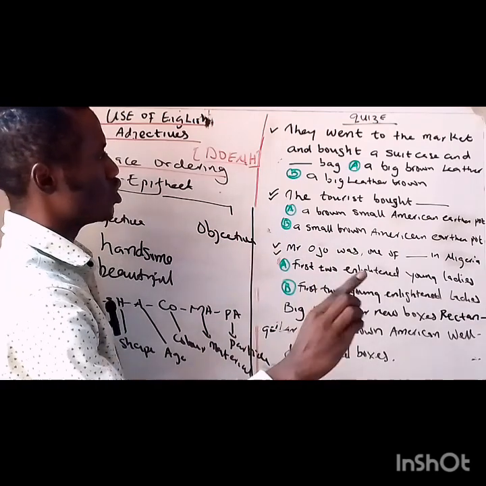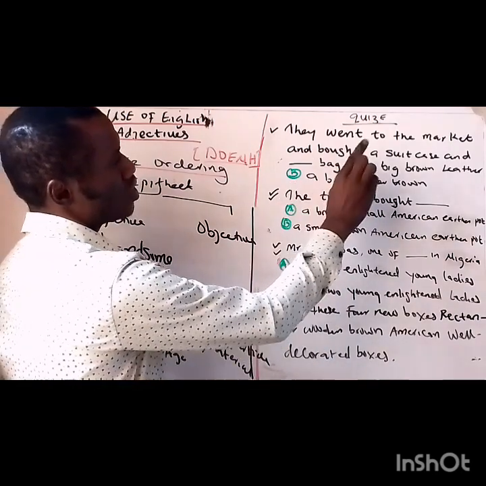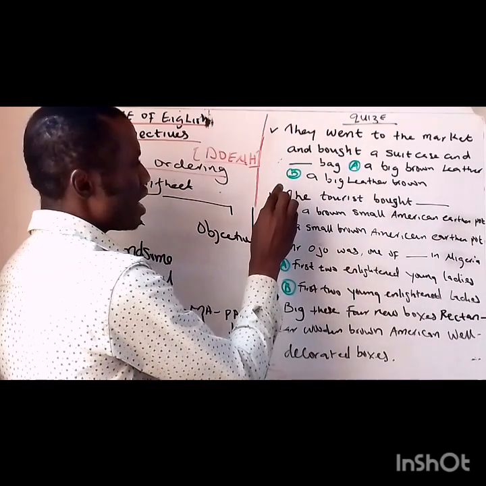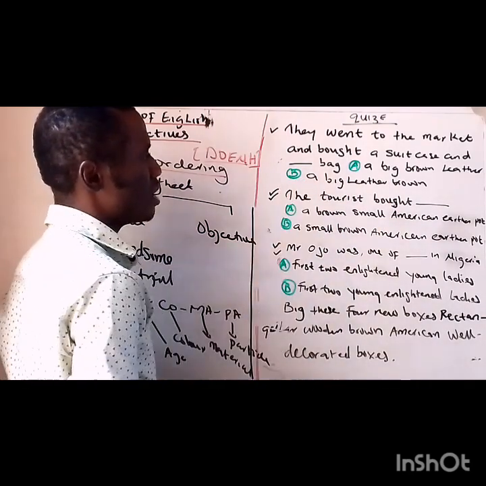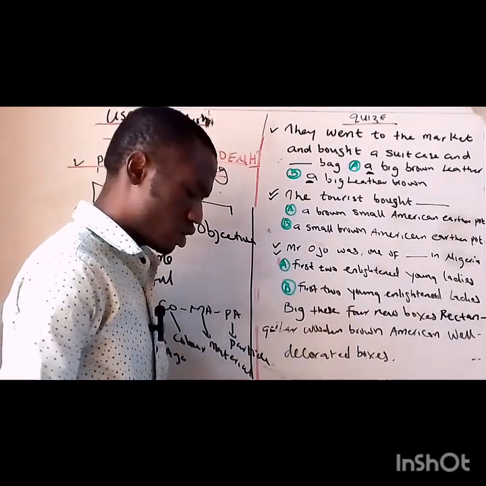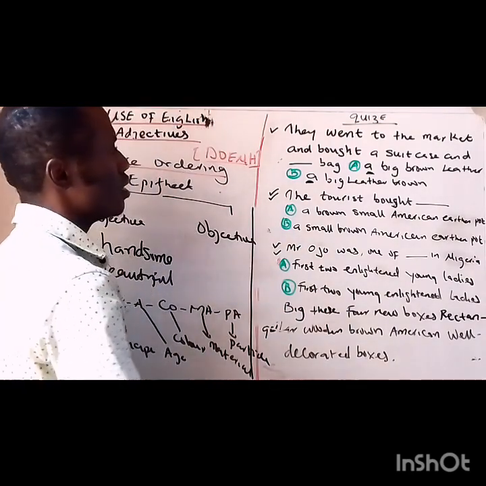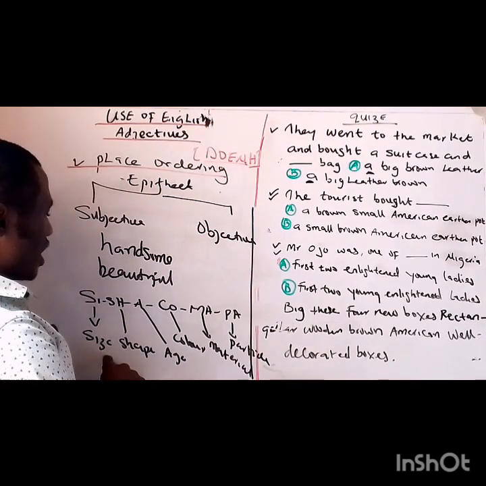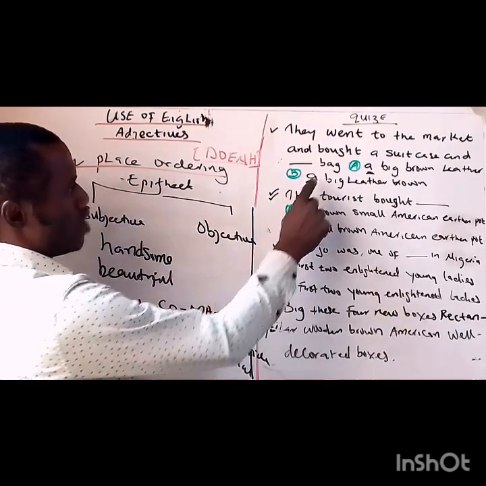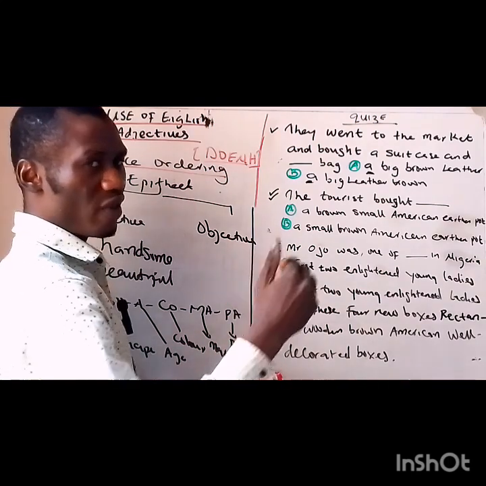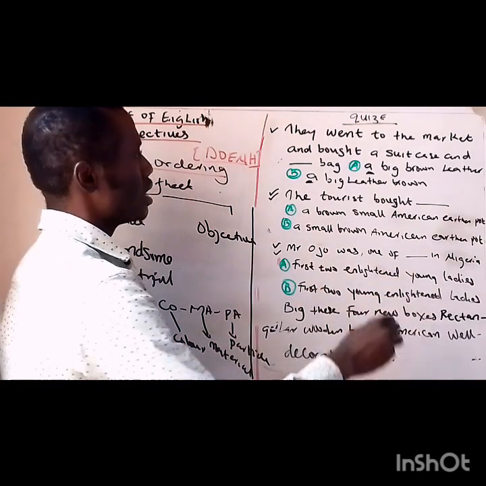Now, the right answer should be they went to the market and bought a suitcase, and A is the determinant. Of course, A is a determinant in both of them. So A comes first. A, big, which is the size. Okay, after the size, what do we have again? A big is also there. So the first arrangement is correct.